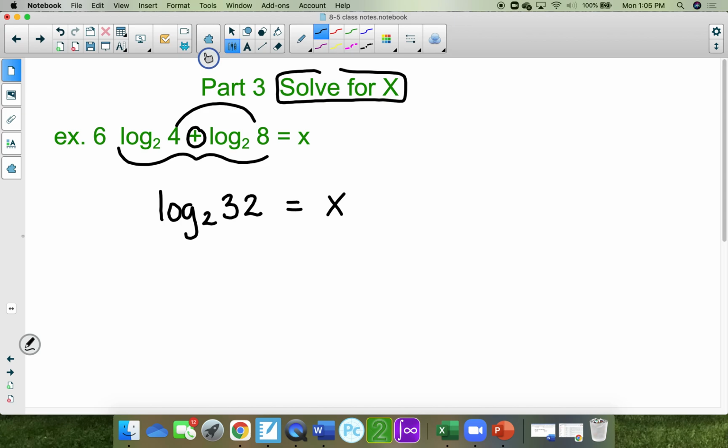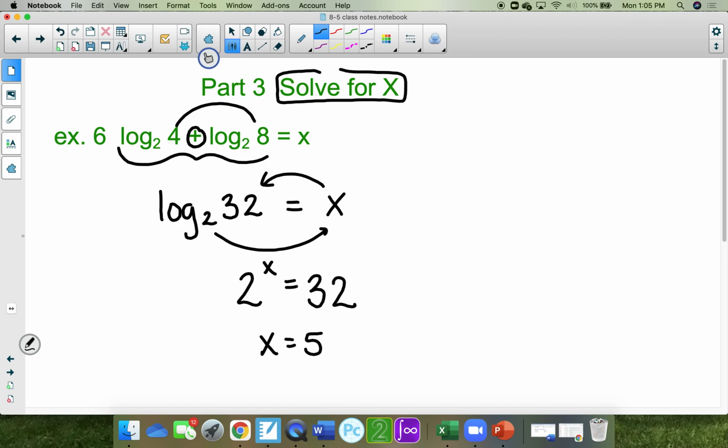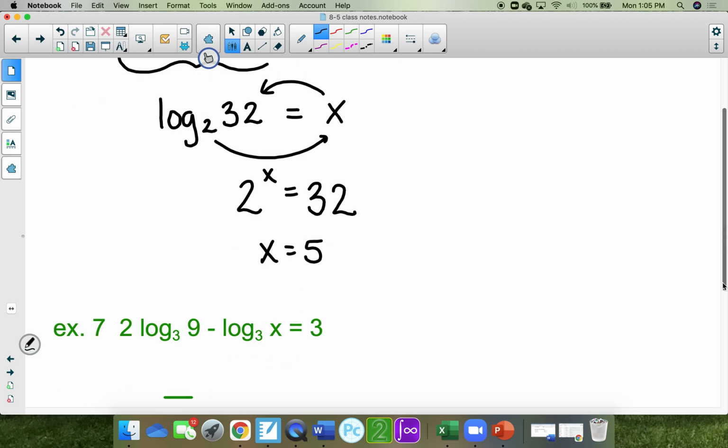Now that I wrote it as one single log, we're back to what we did in a different section. I'm going to put this into exponential form. 2 to the what power equals 32? A lot of you know that x needs to equal 5 because 2 times itself 5 times is equal to 32. Okay, let's keep doing a few more of these.